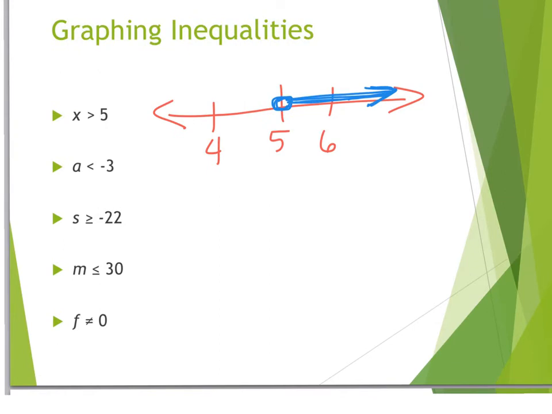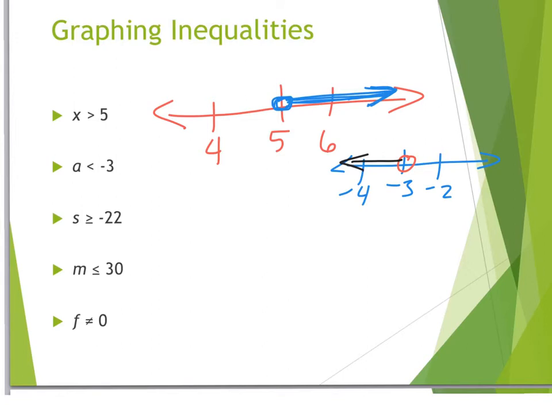So if I have a is less than negative 3, so here's my number line. We have negative 3, negative 4, negative 2, and you guessed it, it is open at negative 3. An open dot because negative 3 is not part of the solution, but it's everything that's less than that, so going to the left on the number line.